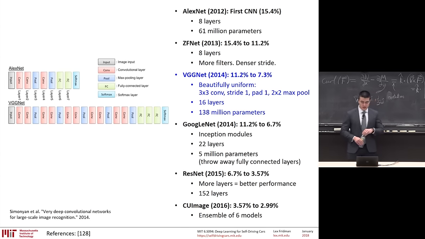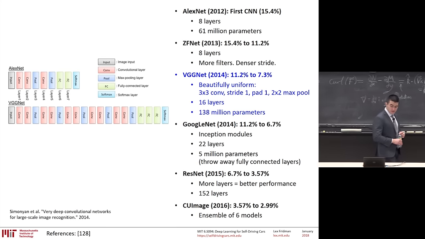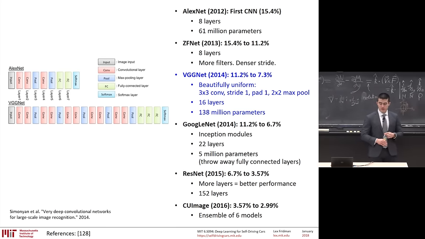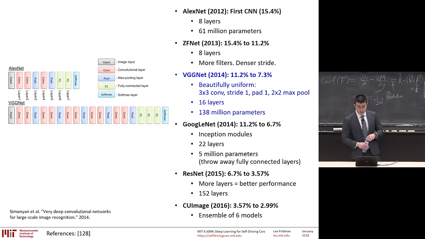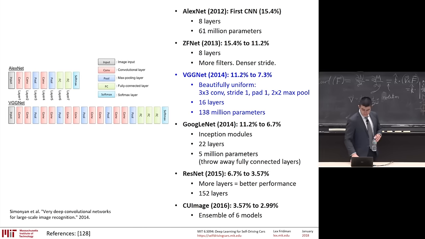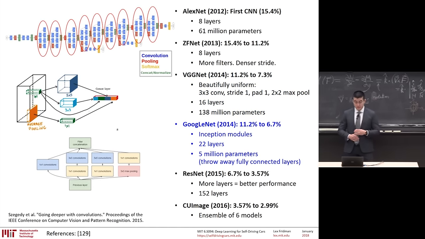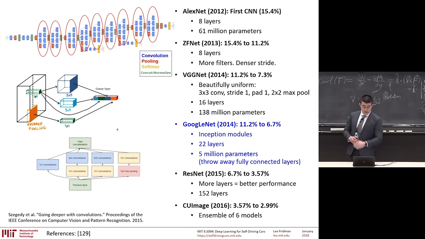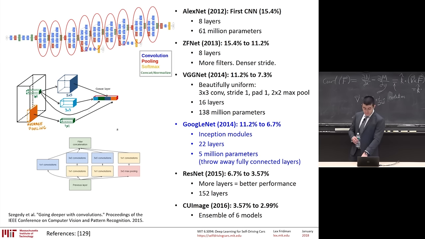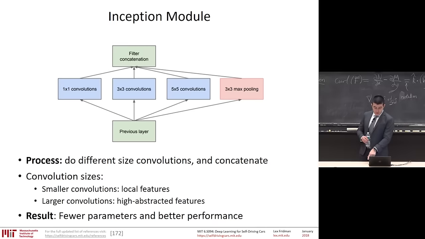In the case of VGGNet, 16 or 19 layers with 138 million parameters, not many optimizations on these parameters, therefore the number of parameters is much higher than the networks that followed it, despite the layers not being that large. GoogleNet introduced the Inception module, starting to do some interesting things with the small modules within these networks, which allow for the training to be more efficient and effective.